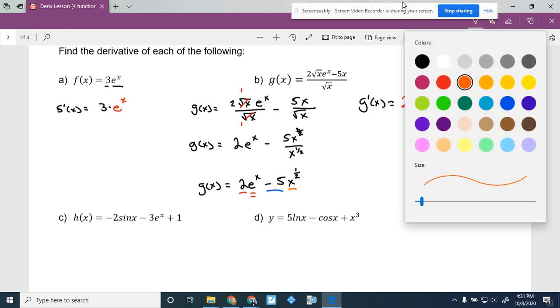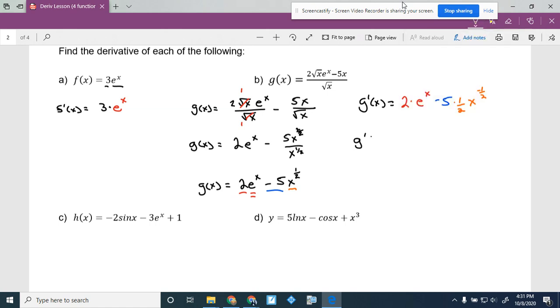All right, and then I can just kind of spruce this up and say that g prime of x is going to be 2e to the x minus 5/2 x to the negative half. If I wanted to write that as 5 over 2 radical x, I could do that too. The half makes it the radical, the negative throws it in the denominator. All right, but that's it. That's your slope producing machine.